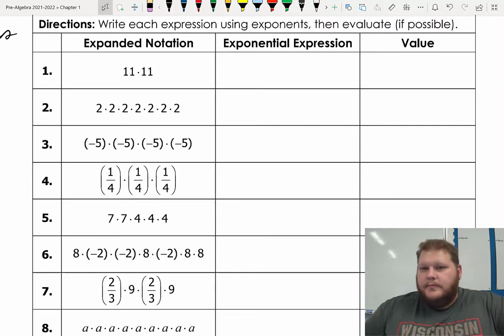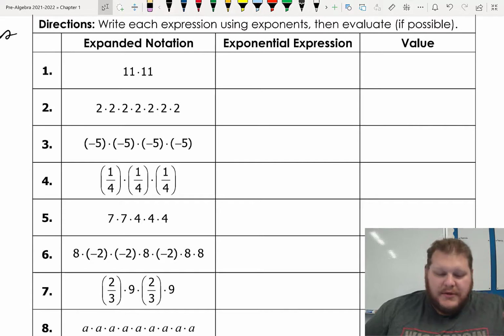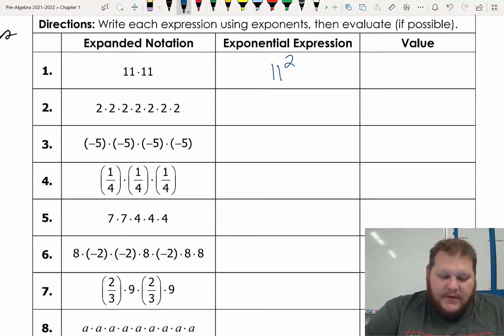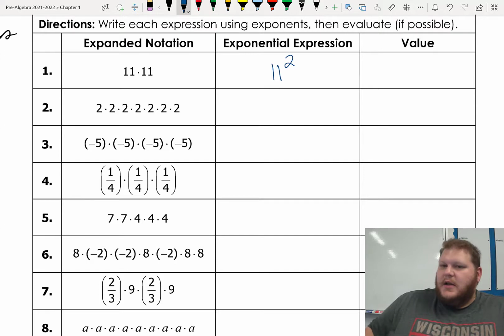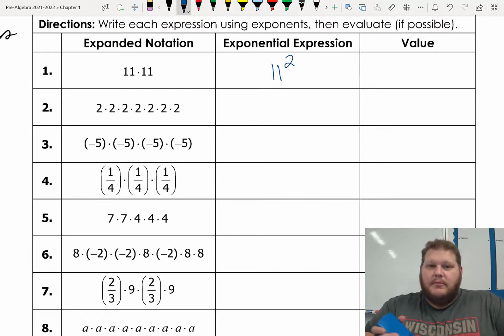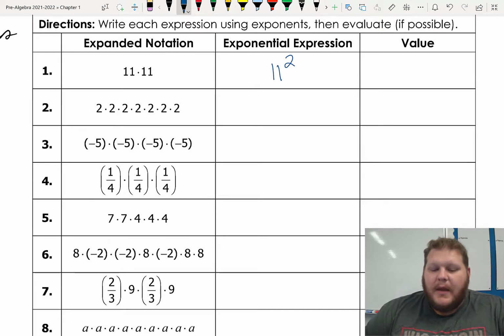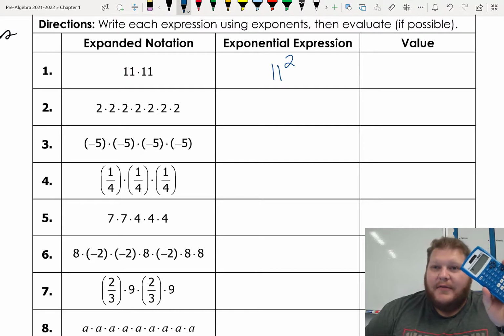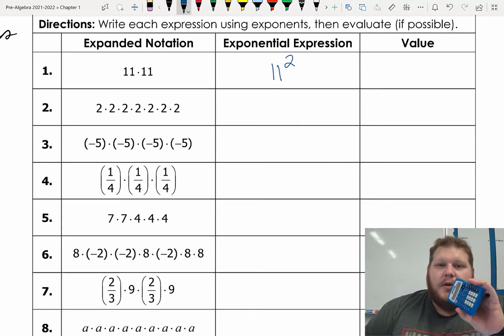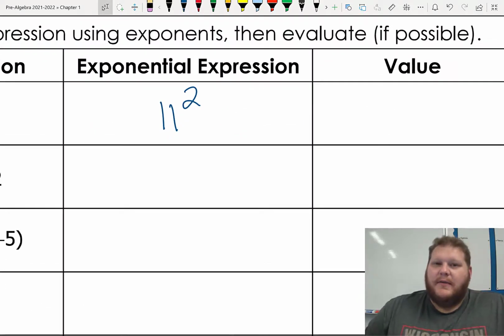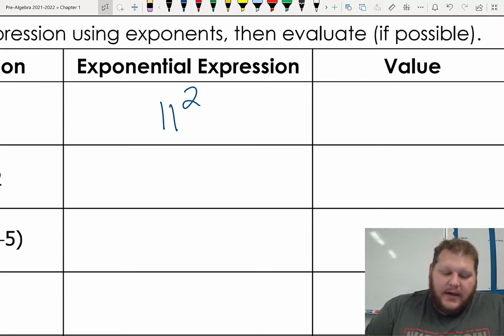So in number 1, I have 11 times 11, so 11 two times. If I wanted to write that as an exponential expression, that would be 11 squared. Now for the value side of things, you're probably going to want a calculator. And I say probably to be kind. You're definitely going to want a calculator for the value part, because as you can see moving forward, we're going to have a lot of things being multiplied together. Obviously I could just do 11 times 11 in my calculator and get 121.